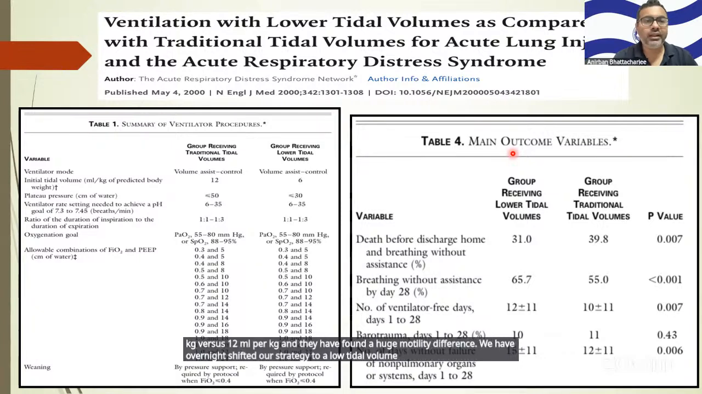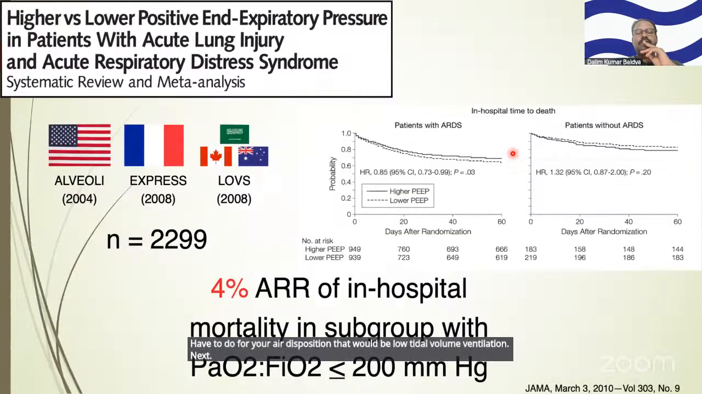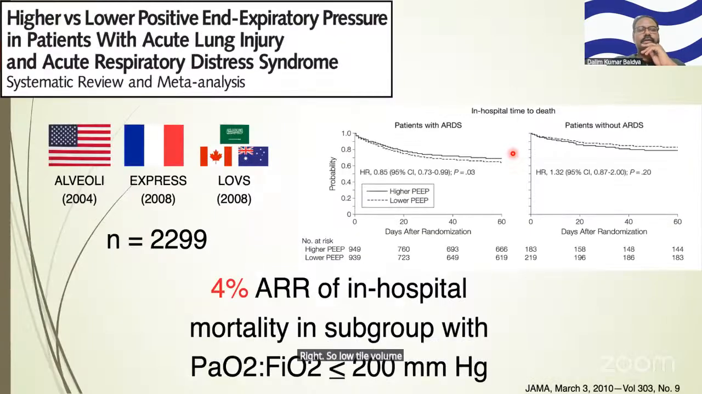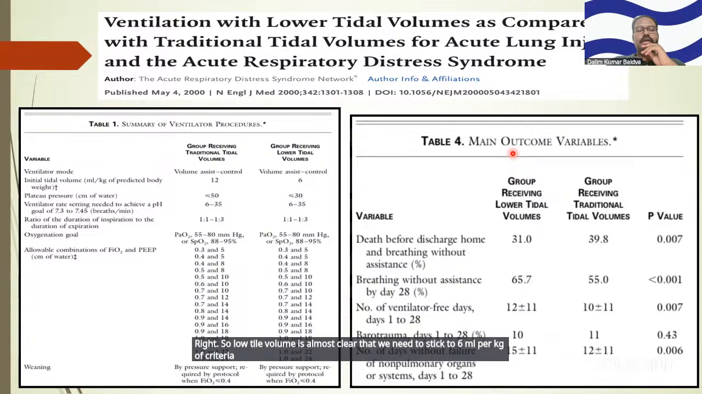So if there is one thing that you have to do for your ARDS patient, that would be low tidal volume ventilation. Next. Right. So low tidal volume is almost clear, that we need to stick to 6 ml per kg of predicted body weight and limit our plateau pressures, as well as try to limit our driving pressures. We'll discuss more about driving pressure.